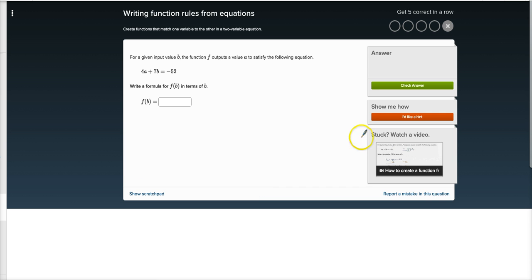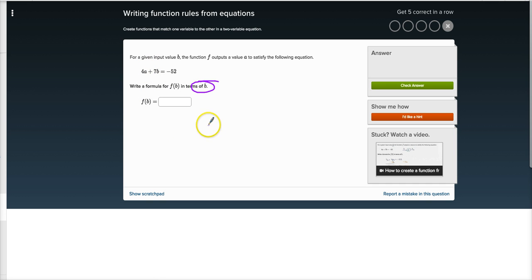The input value that they want you to use is b, so that's the one that you have to leave in the equation. Now it says for any given input value b, the function f outputs a value a to satisfy the following equation, which basically means if you know what b is, you can substitute it in, and using this equation and making it true will give you the answer. It's essentially standard form of linear equations. But if I can get a by itself, then I can work out the number that I want.